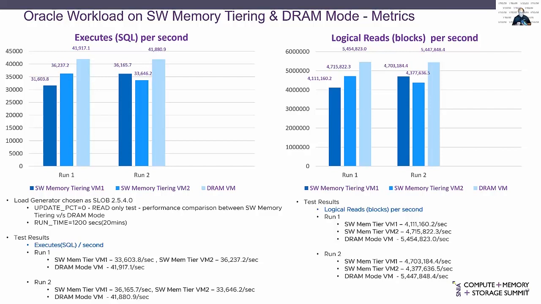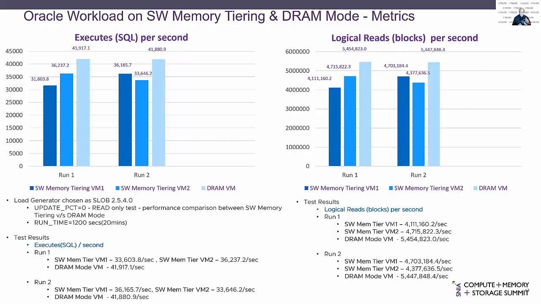The first setting is the update PCT, which stands for update percentage. We set the update percentage to 0 because this was a read-only test. We did not want to do a write-only test. We wanted a read-only test because we wanted to compare the performance between software memory tiering and DRAM mode. The second parameter is the runtime, which was set to 1200 seconds, so that's 20 minutes. We ran a set of SLOB tests against all three virtual machines in parallel, and of those tests, we collected 3 or 4 runs, and from those runs are the metrics that we'll be going through in the session today.